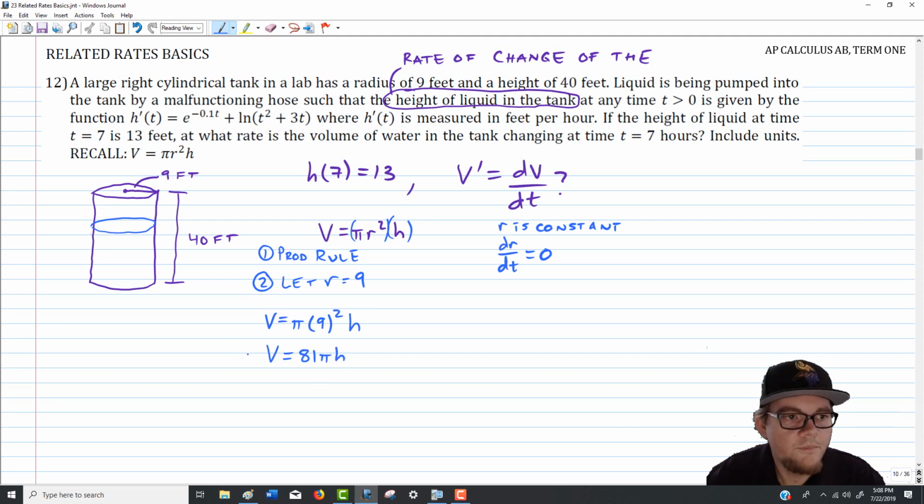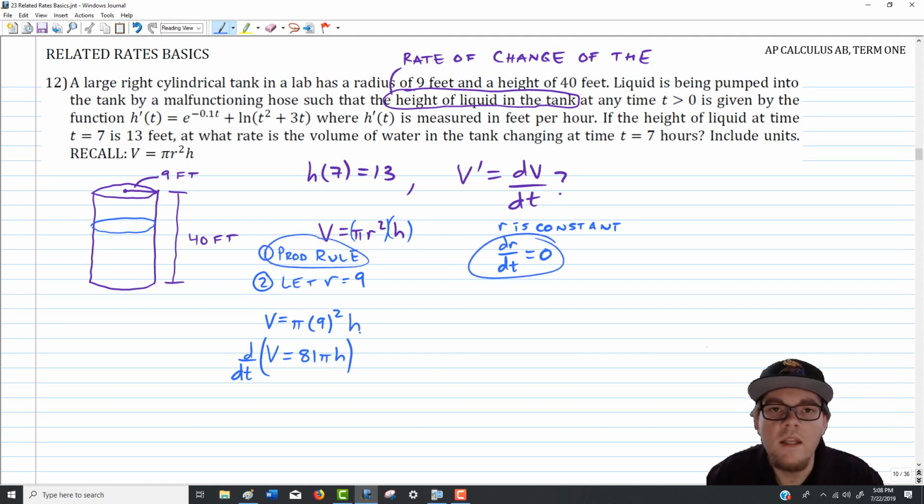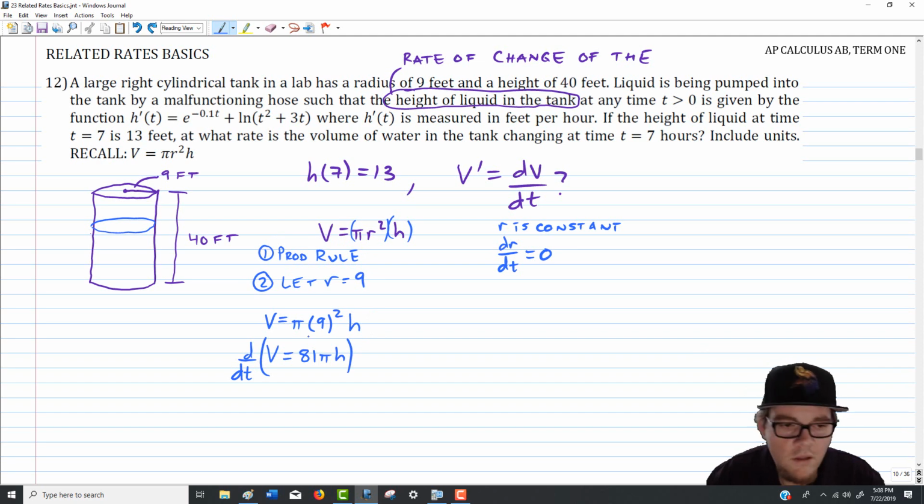So from here, we can take the derivative of this expression with respect to time. And again, let me remind you, this will be the same as if you do the product rule and then evaluate dr dt as 0. So just know there's nothing different. Neither way is necessarily better than the other. From there, we're going to get V prime, or dV dt, is equal to 81 pi times h prime.